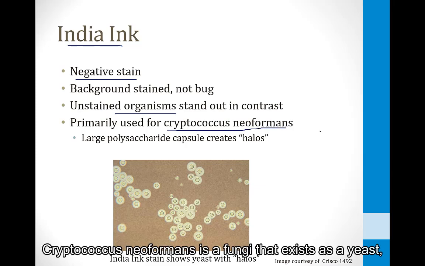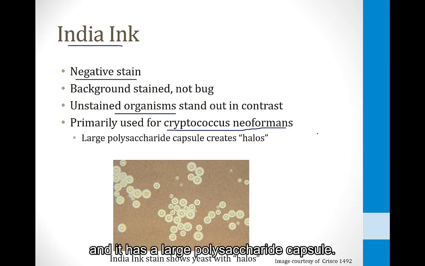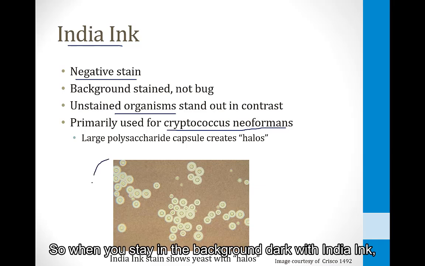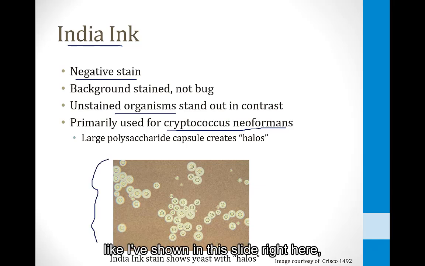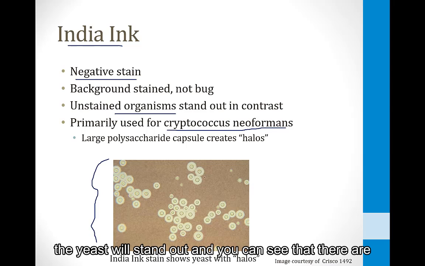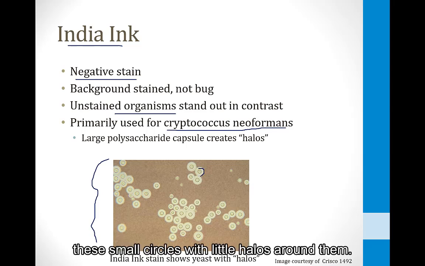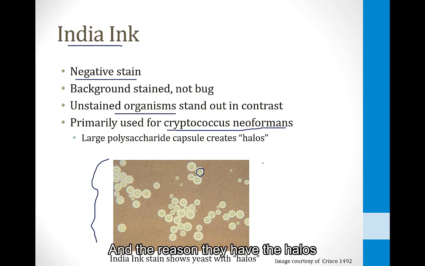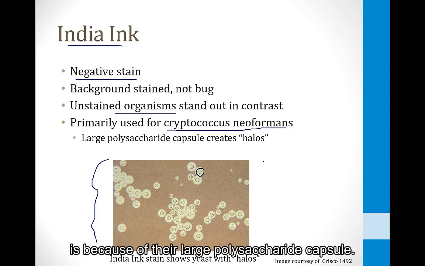Cryptococcus neoformans is a fungi that exists as a yeast, and it has a large polysaccharide capsule. So when you stain the background dark with India ink, like I've shown in this slide right here, the yeast will stand out, and you can see that they are these small circles with little halos around them. And the reason they have the halos is because of their large polysaccharide capsule.